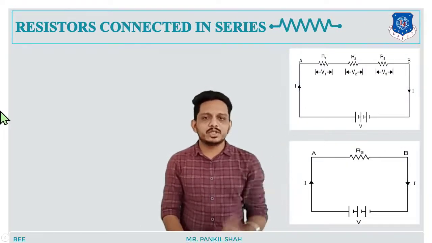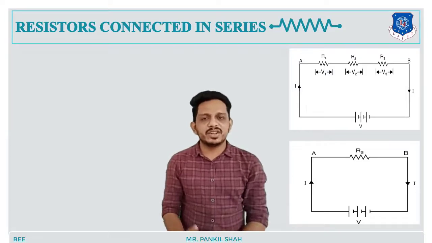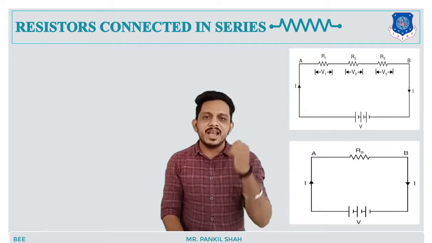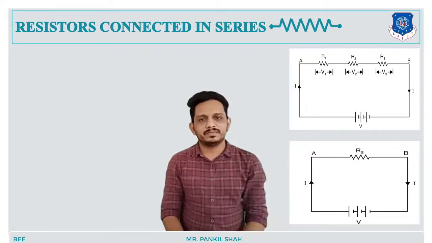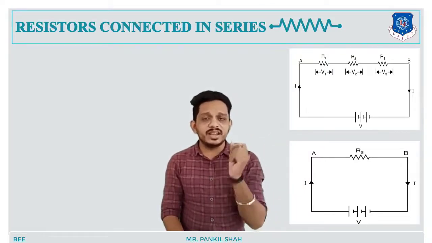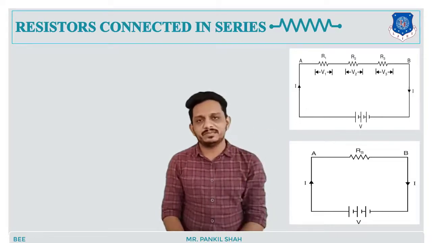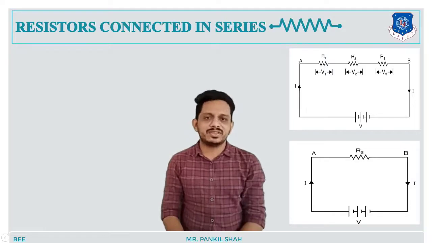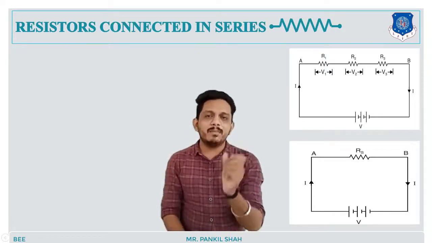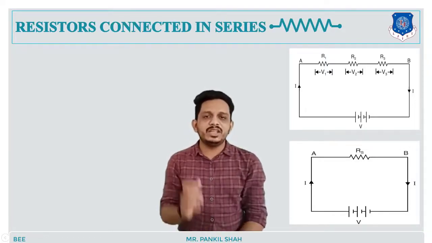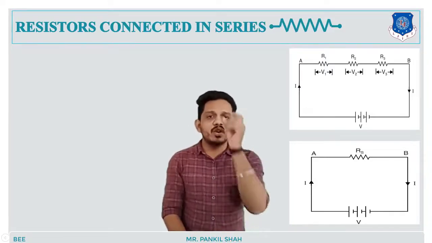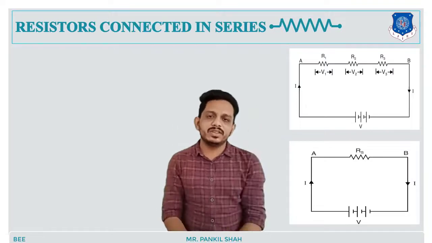So you can see this figure. In this figure, we have taken three resistors connected in series, and we have named those resistors R1, R2 and R3. The three resistors are connected end-to-end, and we have applied a source of electricity, a battery, that is the DC voltage source V. So we have applied V voltage to the combination of these three resistors.